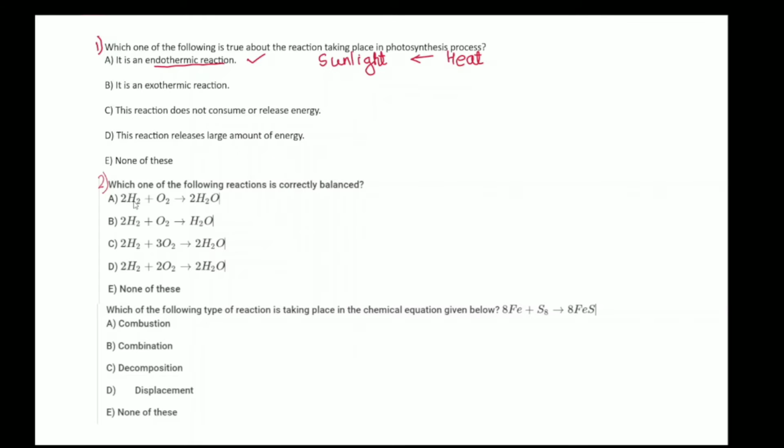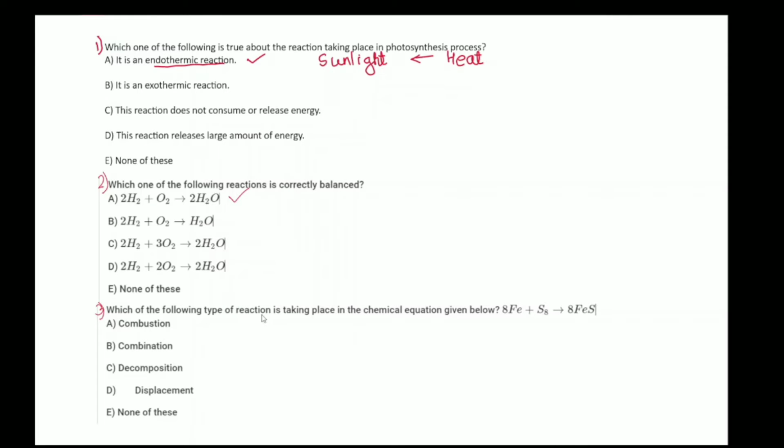There are 2 into 2, 4 hydrogen atoms, and 2 oxygen atoms. On the product side, we have 2 into 2, that is 4 hydrogen atoms and 2 oxygen atoms. So this first itself gives us a clear indication that there are equal numbers of hydrogen on both sides, 4 hydrogen atoms and 4 hydrogen atoms, and 2 oxygen atoms and 2 oxygen atoms. So this itself is a balanced reaction. So this will be the correct answer. So let us move on to the third question.